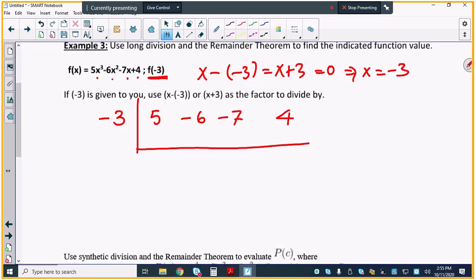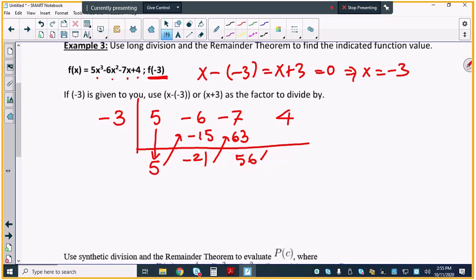So synthetic division by negative 3. First term, don't change. Then multiply 5 with negative 3, put it under the next term. It should be negative 15. Add, you get negative 21. Do the multiplication again. Negative 3 and negative 21 will be positive 63. Write it under the next coefficient. Negative 7 plus 63 is 56.